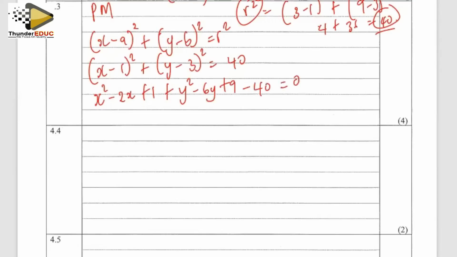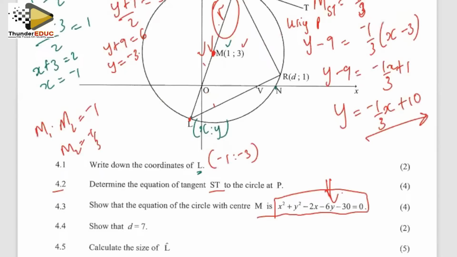Minus 40 is 0. So we have x squared plus y squared. We have the minus 2x. Why am I saying 26? We said 2x. Minus 6y. This and this is a 10. Minus 40 plus 10 is giving me minus 30 is equal to 0. All right, so that is how we would have proved this equation.